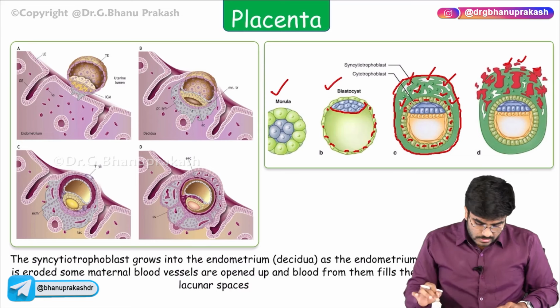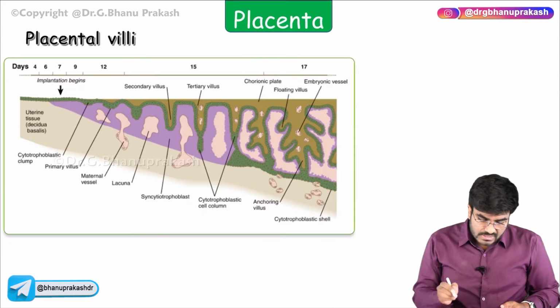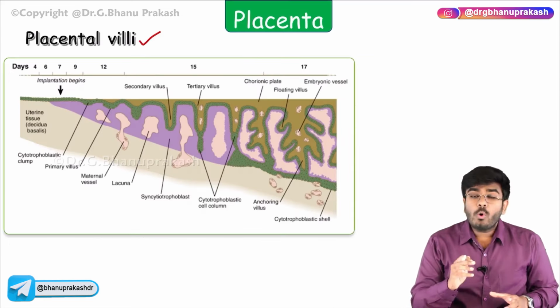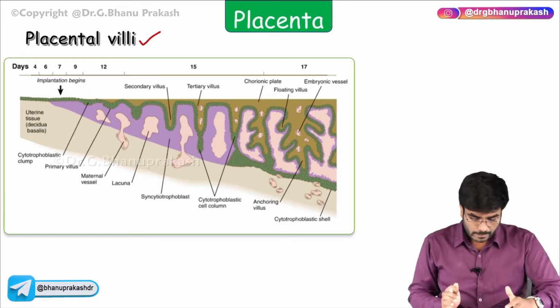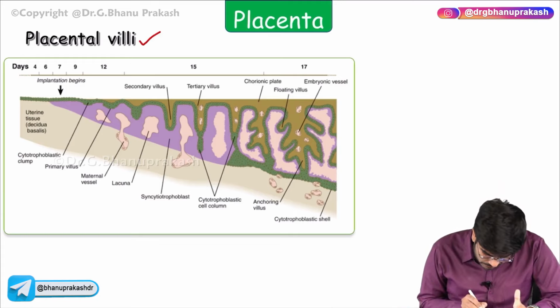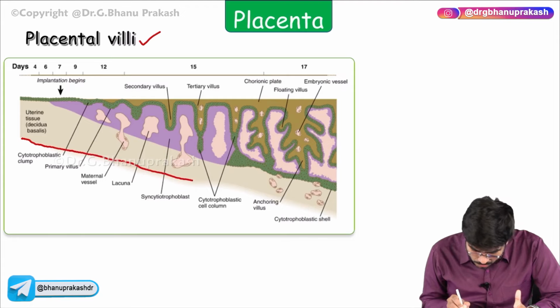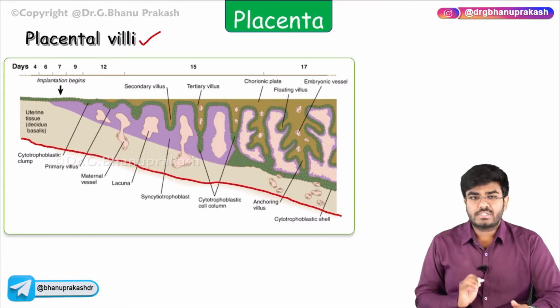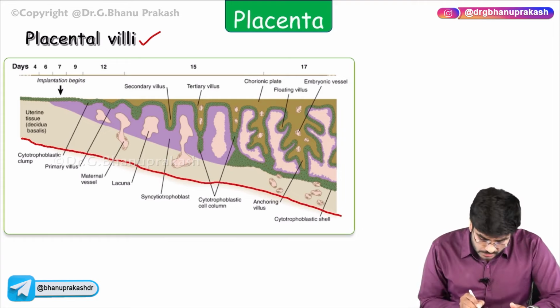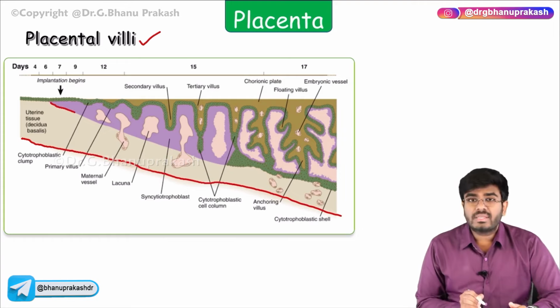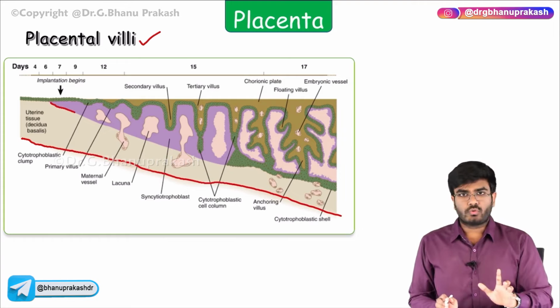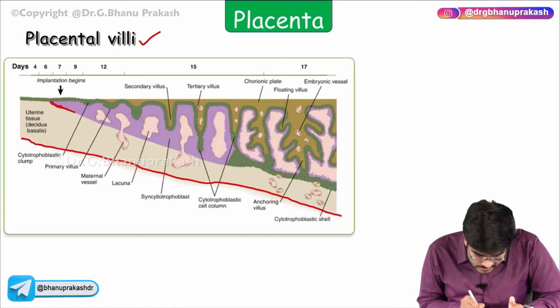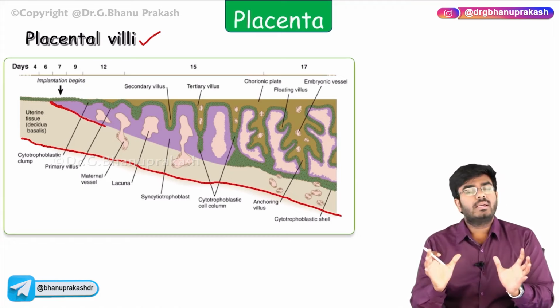Now please concentrate. In this image, we are going to discuss how placental villi are going to form. Guys, see, this gray color thing is the decidua. Now into the decidua, this violet color thing is coming. That violet color thing is nothing but the syncytial trophoblast.